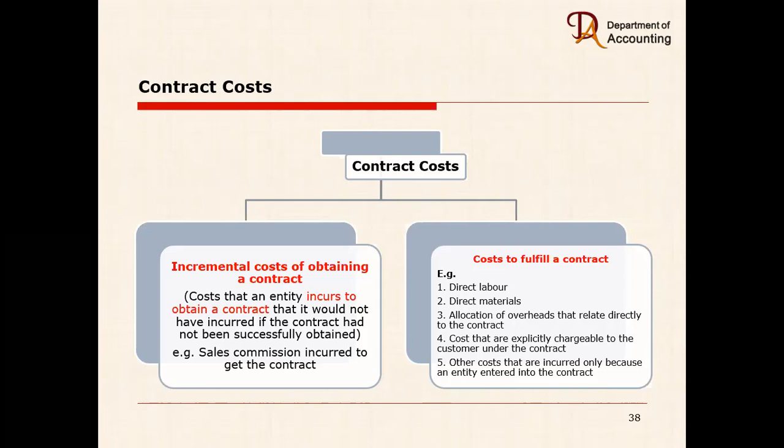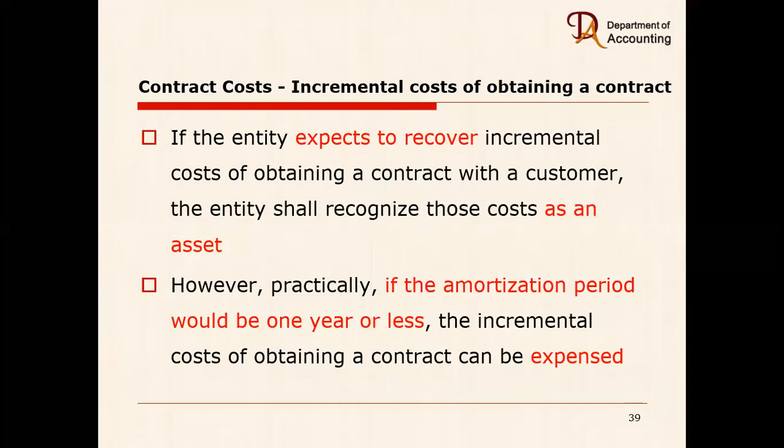Then the other part is about cost to fulfill a contract. If you think about manufacturing a particular product and selling that, in that instance, you would have to have the direct labor, the direct material, the direct other expenses, and also the overheads. Those have to be there. The costs that are explicitly chargeable to the customer under the contract, and other costs that are incurred only because an entity has entered into the contract. Likewise, directly attributable cost is what we call the cost of fulfilling a contract. So, two aspects when it comes to contract cost, you need to consider: incremental cost and cost to fulfill the contract. We'll see how we are going to treat each of these.